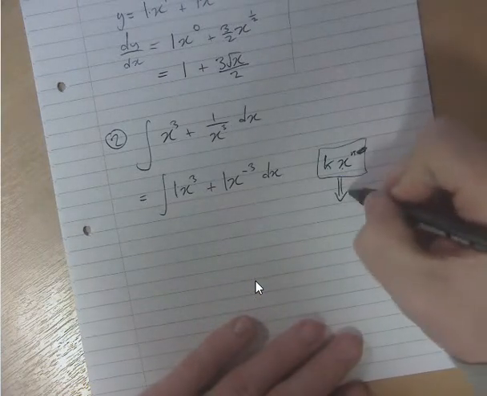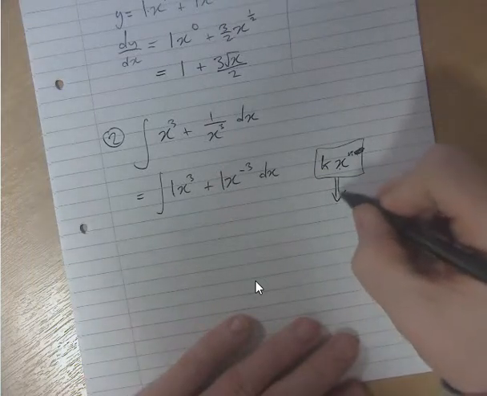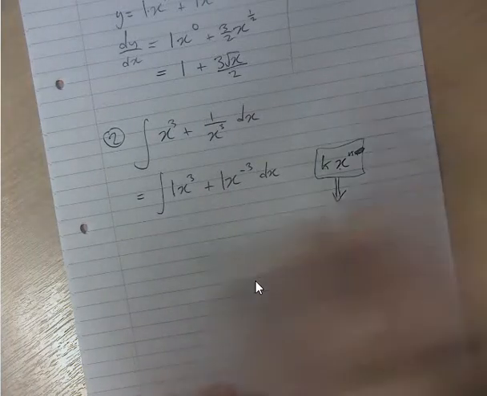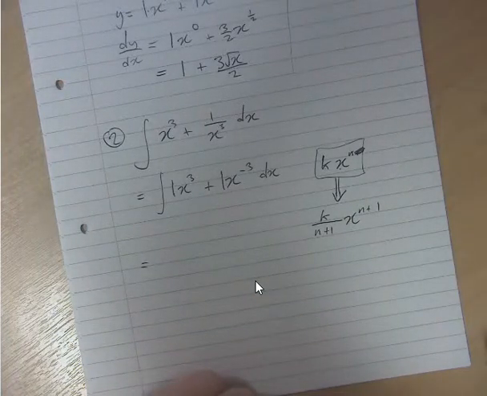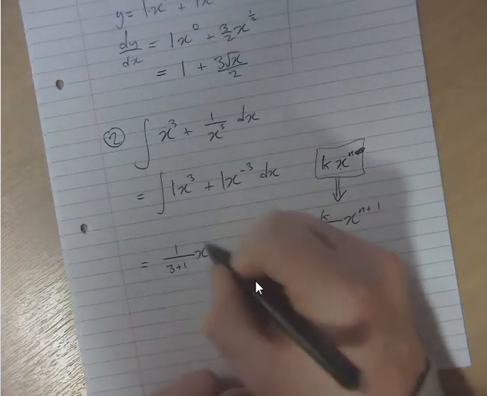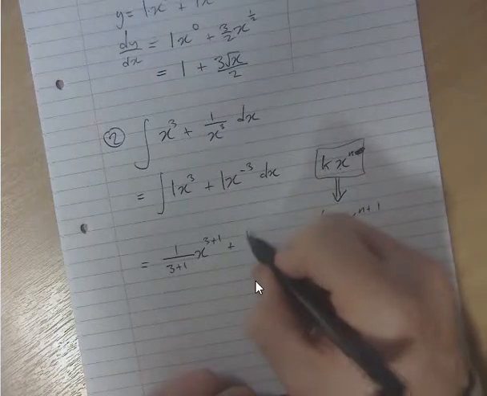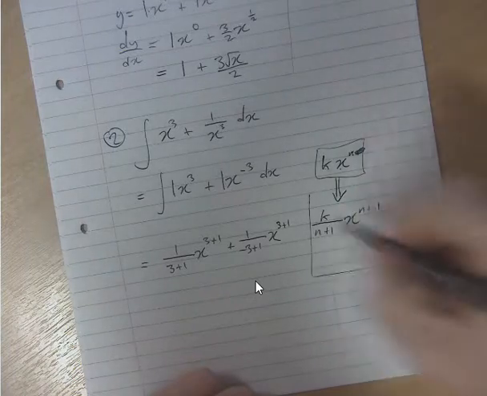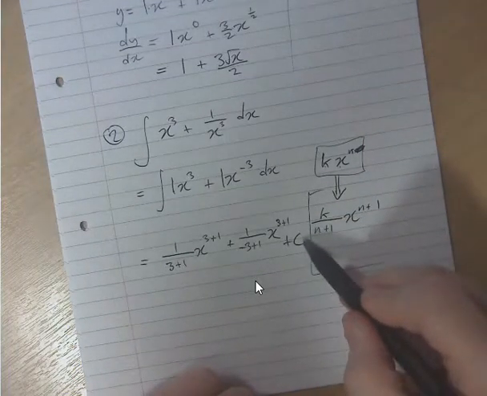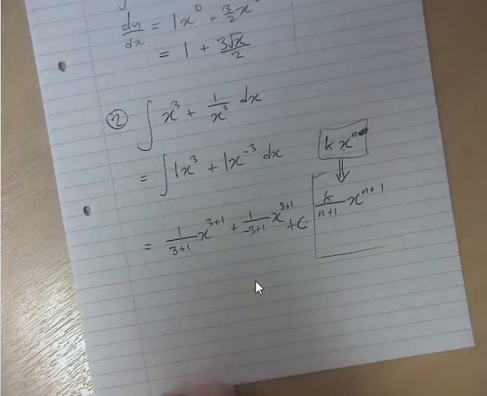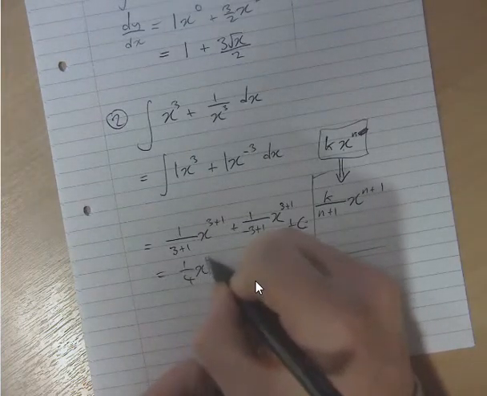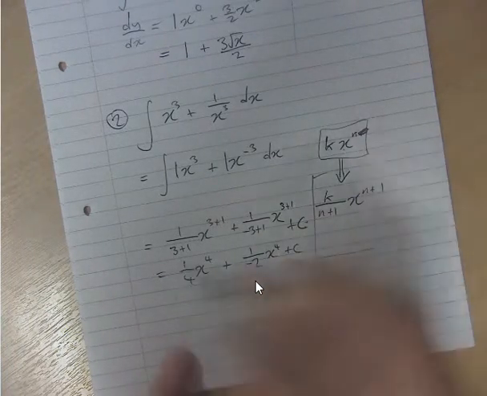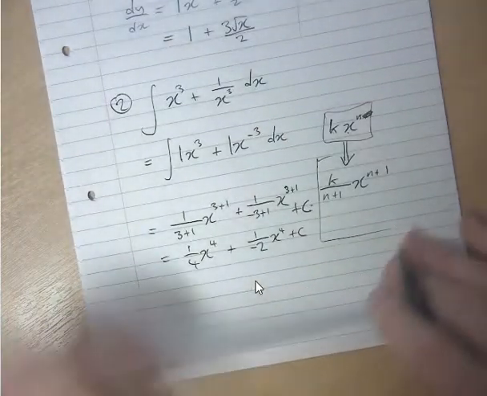Once you've satisfied yourself what that is, replace it with this. So for me, that's 1 over 3 plus 1 times x to the 3 plus 1, plus 1 over negative 3 plus 1 times x to the negative 3 plus 1, and then you have to add the plus c to express the fact that there could be any constant on the end which disappears when you differentiate it. Now it's just tidying. And there you are, that's the answer to that one. That's question number 2.